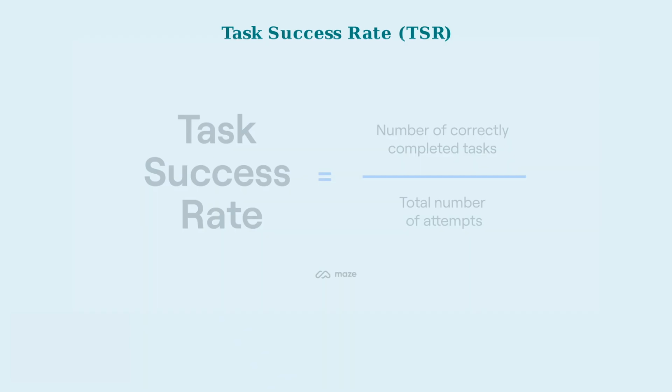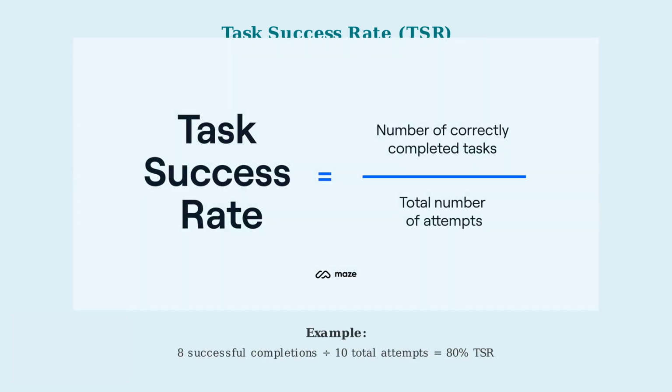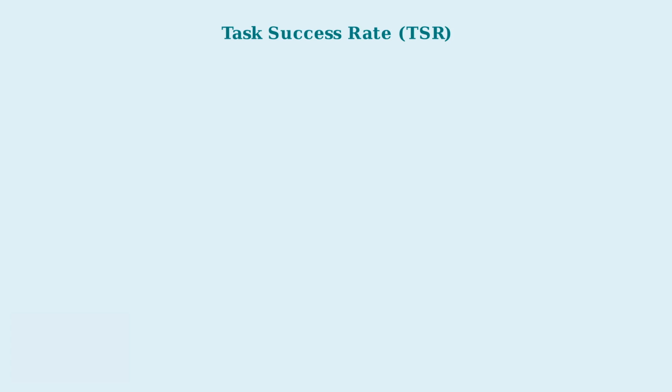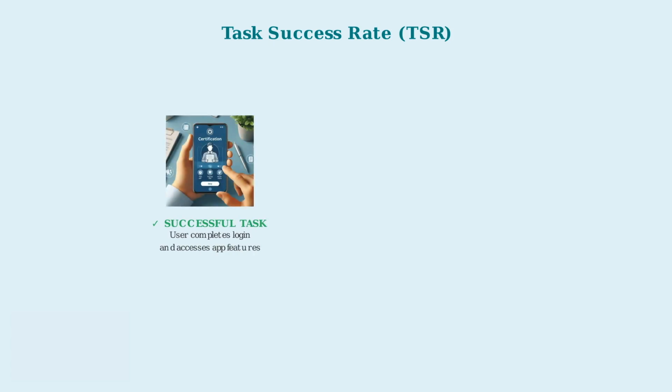Task success rate, or TSR, is one of the most important metrics for measuring interface usability. It tells us exactly how many users can successfully complete their intended tasks. TSR is calculated as a simple percentage, the number of correctly completed tasks divided by the total number of attempts, then multiplied by 100. Let's see TSR in action.